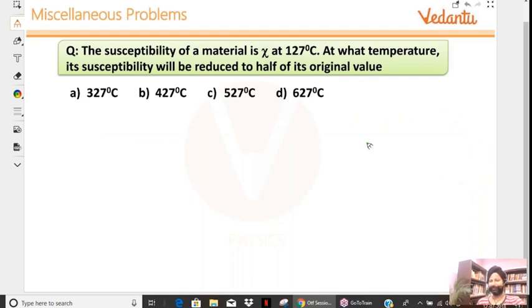Okay, most of the answers are right, but some answers are still wrong. Yes, Grishma, you're right. So here is what I get. Option C is the right option here. This one is easy, right? We already did this. Susceptibility 2 by susceptibility 1.